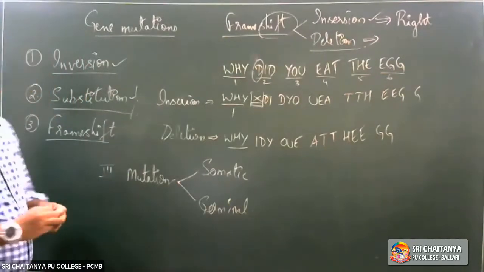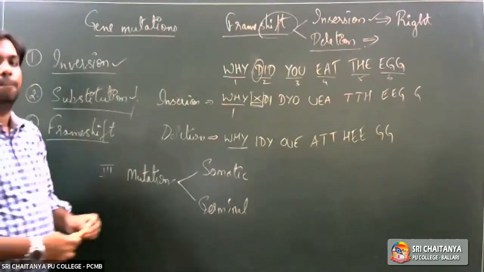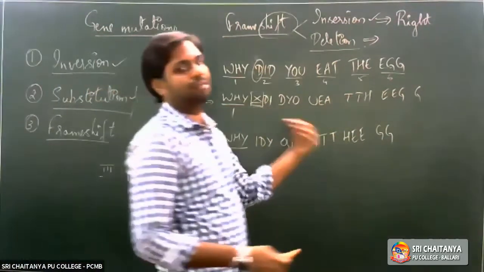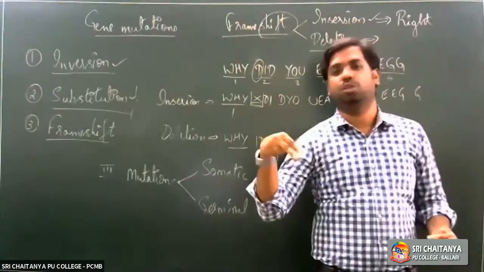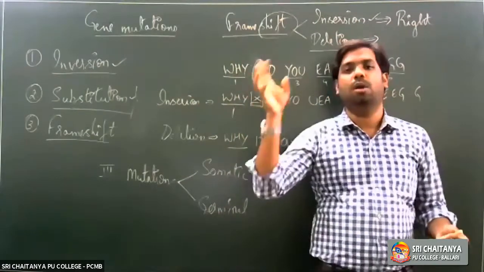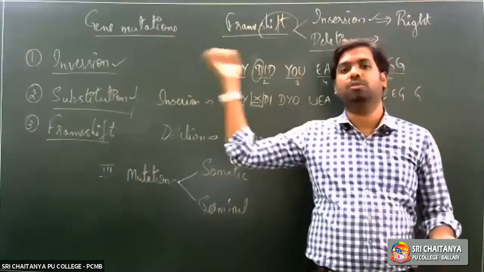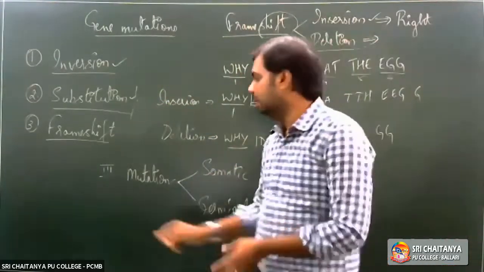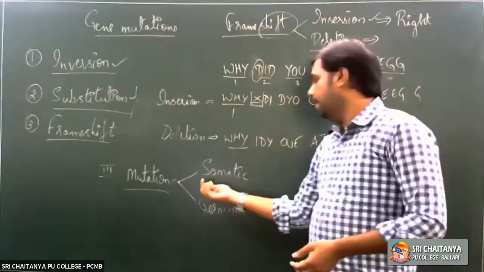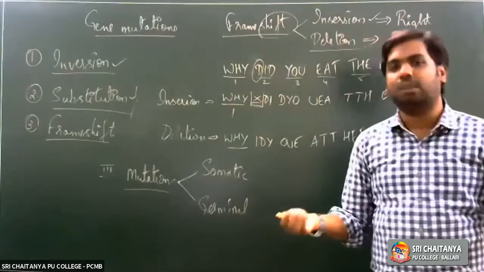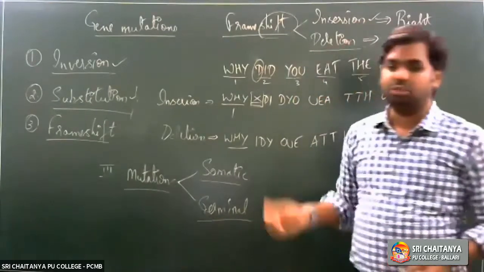If you remember, in the previous sessions we covered two classifications. The first classification was based on the origin of mutation: either spontaneous mutation or induced mutation. The second was based on where exactly mutation occurs: chromosomal mutation and gene mutation. This third classification is based on which type of cells in the body the mutations occur in. So we have somatic mutations as well as germinal mutations.